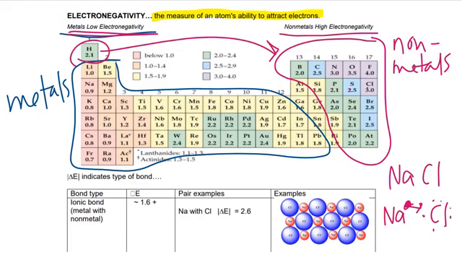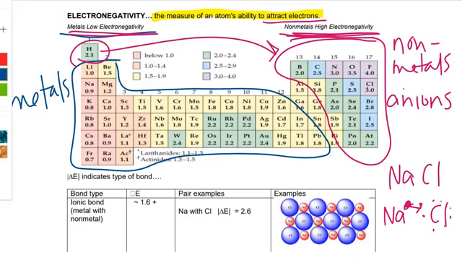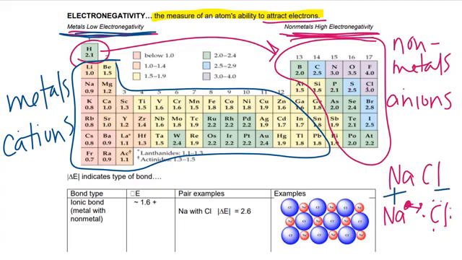It is more electronegative. It wants to attract electrons, which is why nonmetals that have high electronegativity become anions. And it's also why over here, my metals with low electronegativity become cations, because they give them away more freely. My sodium is going to become a +1 charge, and my chlorine is going to become a -1 charge.